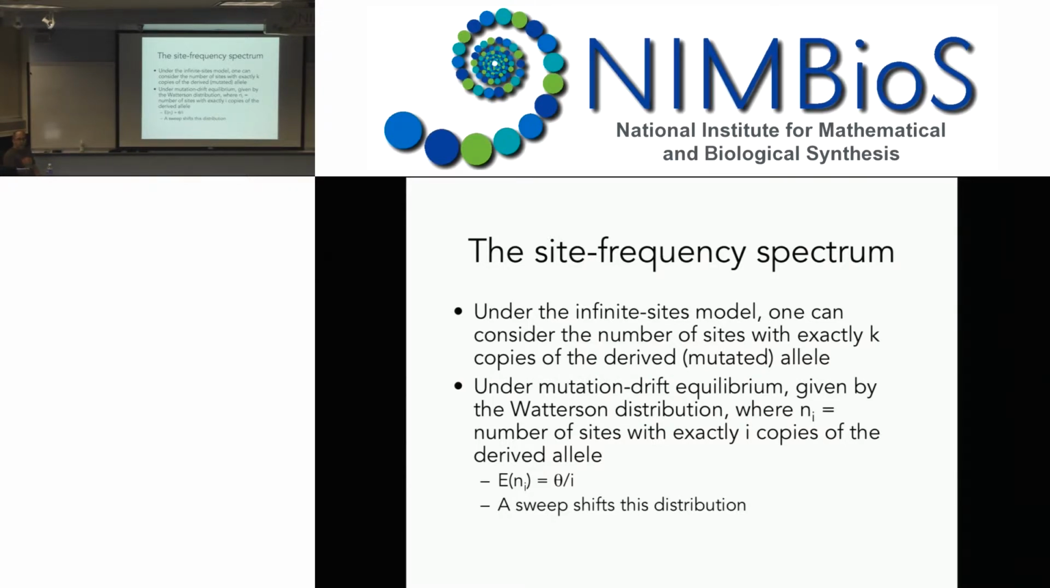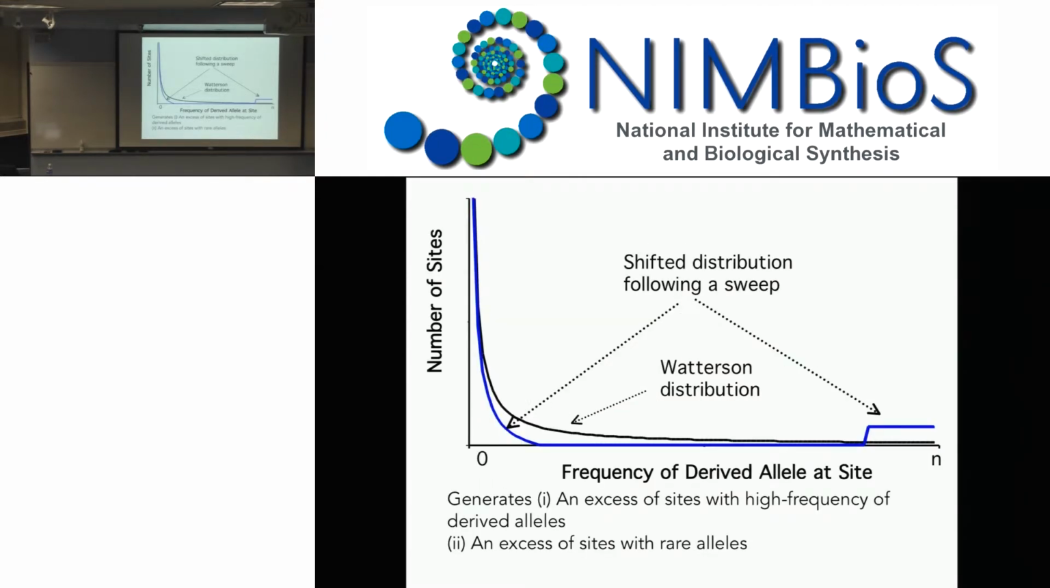So I want to talk about then, we talked about, this is the Watterson site frequency spectrum. That's the expected value of seeing a site with exactly i copies under equilibrium neutrality. How is that shifted by a hard sweep? And here's how it's shifted. Watterson distribution is given in black. The blue is the distribution. So number one, you see the Watterson distribution, a lot of rare alleles, very few common derived alleles. This is unfolded.